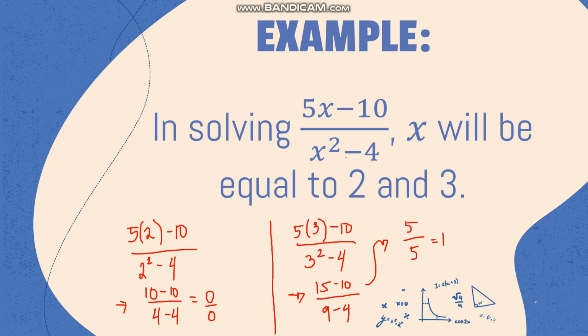Now, as you can see here, after we substitute, you will notice that for 2, the value will be 0 over 0. This means that the given expression is indeterminate, since both the numerator and the denominator are equal to 0. So it will become an error. And if we substitute 3 into the expression, the value is equal to 1. So there's no problem at all.